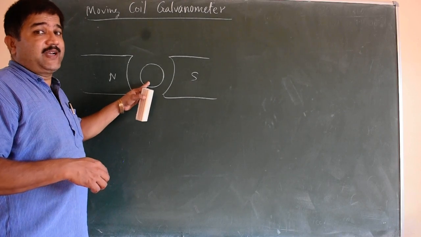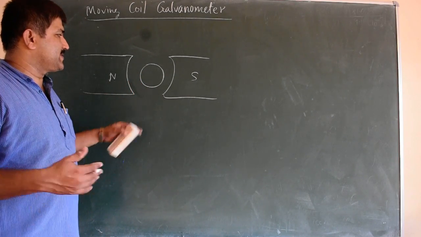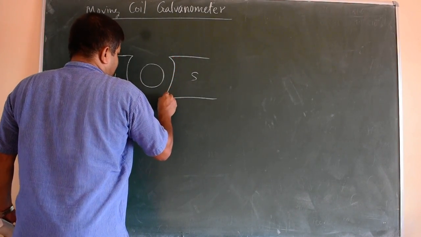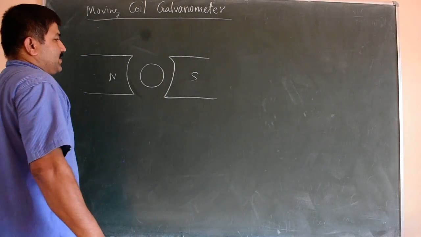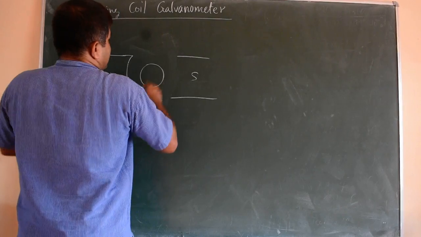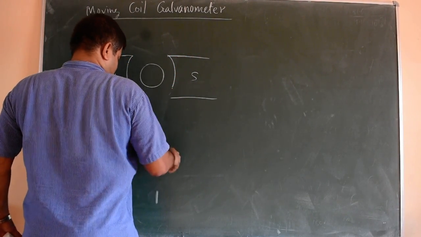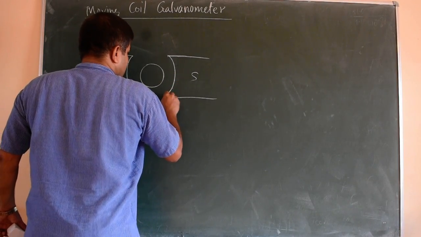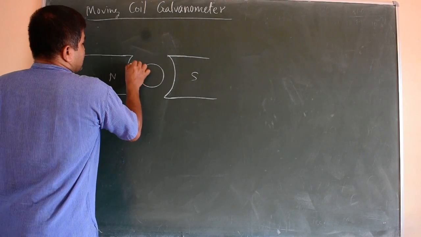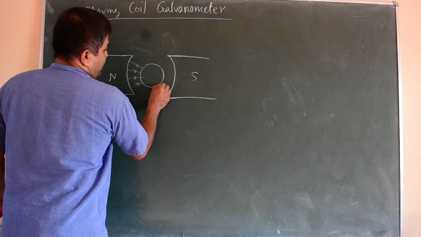On this is the cylindrical soft iron core. That is used to increase the magnetic field and make the magnetic field concentrated. And it makes the magnetic field radial. The cylindrical soft iron core makes the magnetic field radial like this. The magnetic field becomes radial from N to S. The field direction will be N to S.